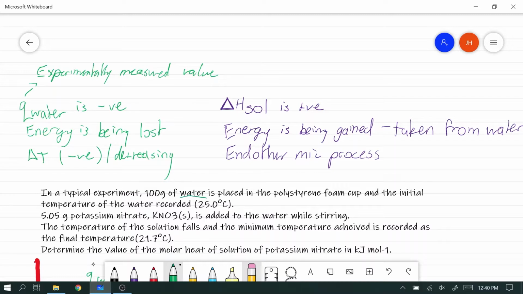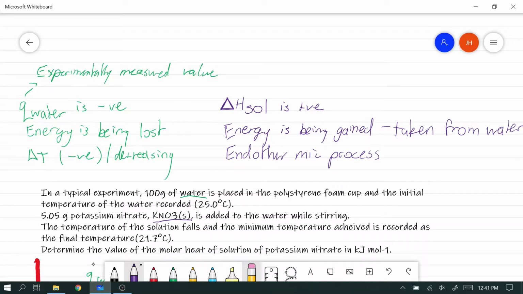Now, there are two main parts of this question. There are parts that talk about the water and the energy changes that are happening there, as well as the potassium nitrate. So the question reads, in a typical experiment, 100 grams of water is placed in the polystyrene foam cup and the initial temperature of the water is recorded as 25 degrees Celsius. 5.05 grams of potassium nitrate, KNO3, is added to the water while stirring. The temperature of the solution falls and the minimum temperature achieved is recorded as the final temperature, 21.7 degrees Celsius.